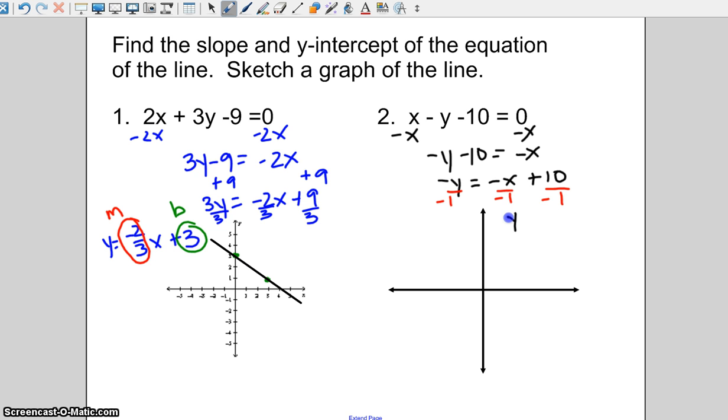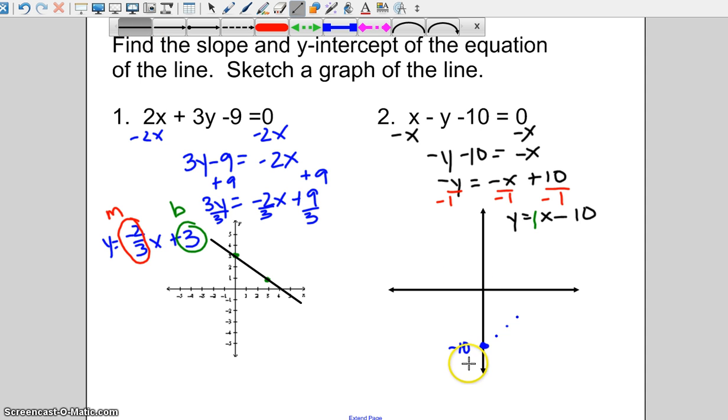The equation of the line is y equals x minus 10. The slope of this line is going to be 1. The y-intercept is negative 10. So we're going to put a point at negative 10 on the y-axis. Just going to label that right there. And then you'll go up 1 and right 1 since it is a positive slope of 1. And then draw your line through your points.